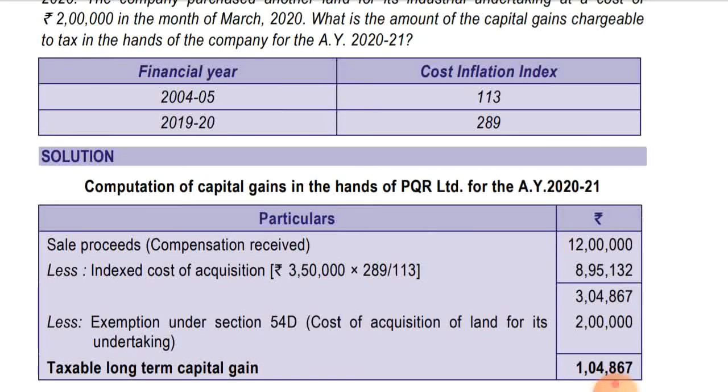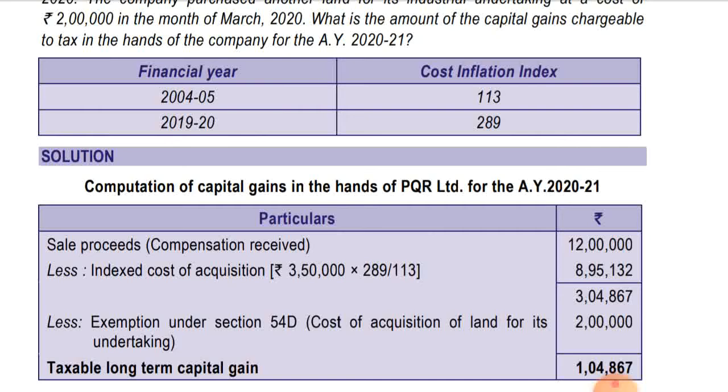Computation of capital gain in the hands of PQR Limited for the assessment year 2021. Section 54D is available to everyone, not to individual HUF only. It's available to any person, any assessee. So sale proceeds, compensation received, is 12 lakh. Index cost of acquisition is 3,50,000 into 289 divided by 113. Okay, that is coming to 8,95,132.